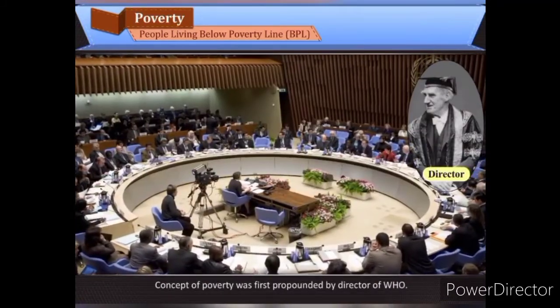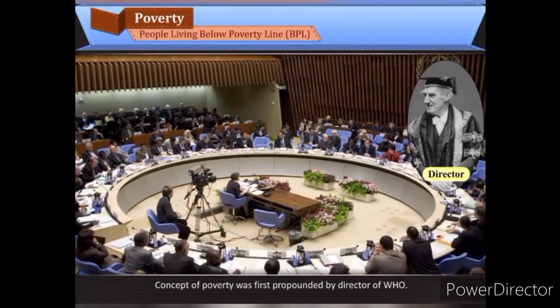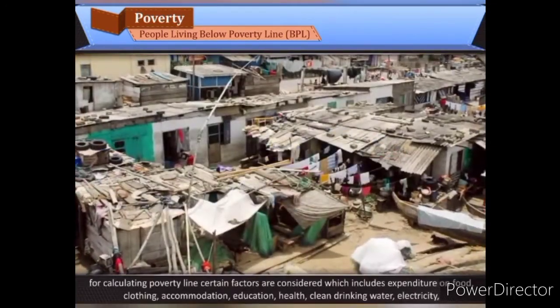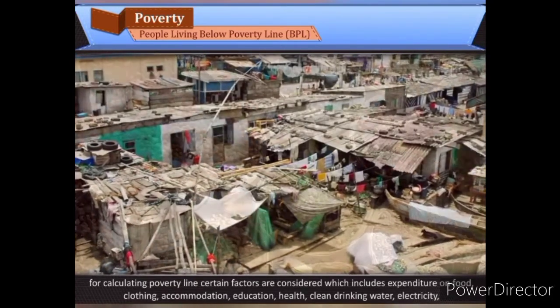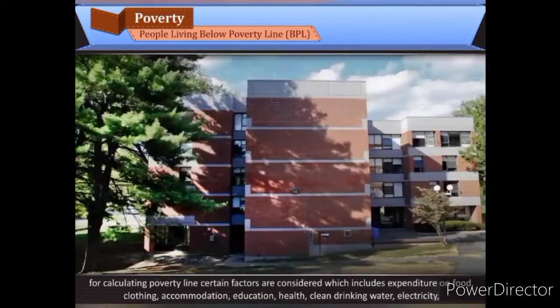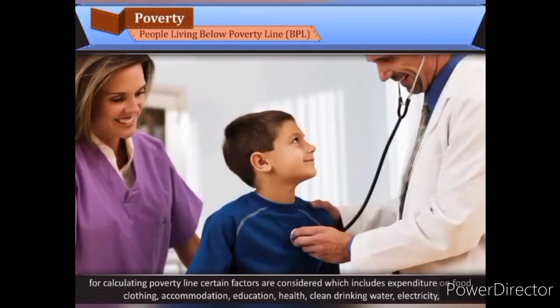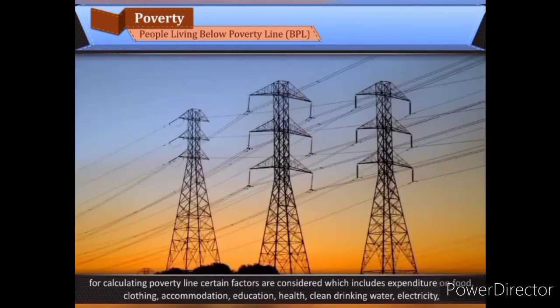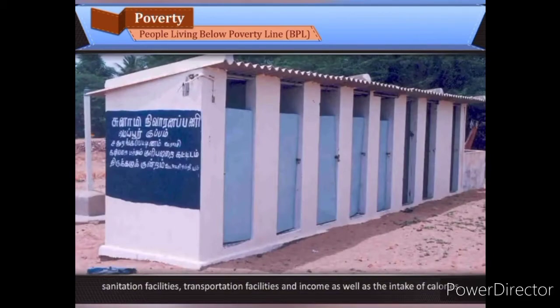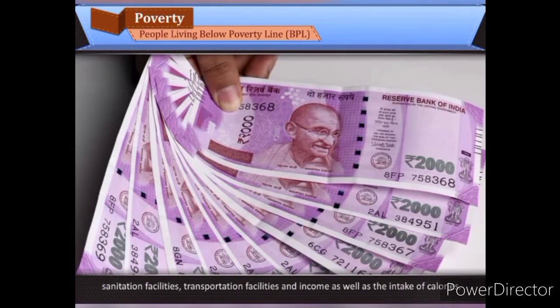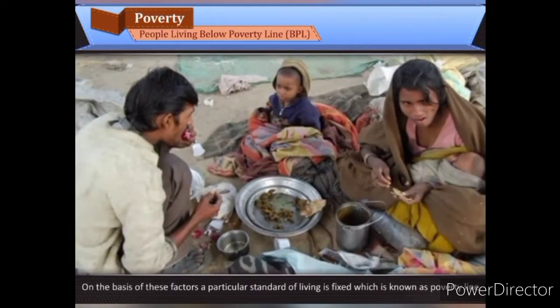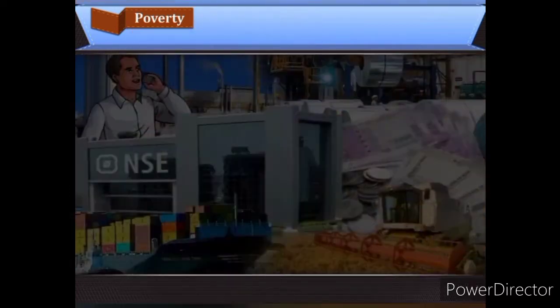Concept of poverty was first propounded by director of WHO. For calculating poverty line, certain factors are considered, which includes expenditure on food, clothing, accommodation, education, health, clean drinking water, electricity, sanitation facilities, transportation facilities, and income, as well as the intake of calories. On the basis of these factors, a particular standard of living is fixed, which is known as poverty line.